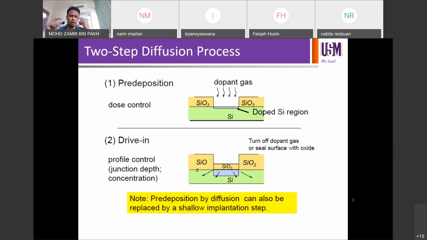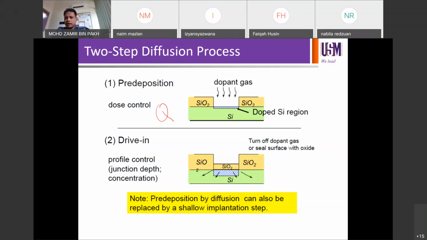So dose control here means the control of Q, right? The value of Q. So when you have already deposited your phosphorus, for example, on the surface of silicon with a certain dose, you can see in the calculation later on. The next step is called drive-in, right? The second step is called drive-in. The first one is pre-dep, and the second one is drive-in.